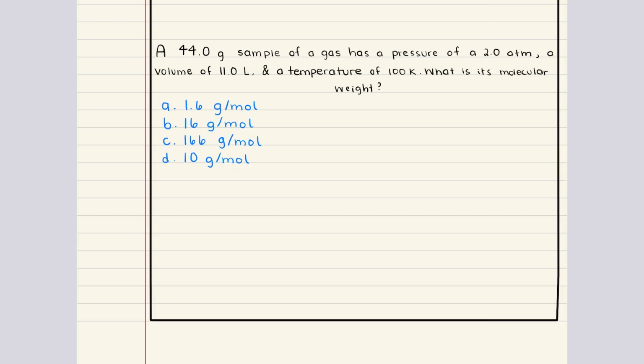This problem says a 44-gram sample of a gas has a pressure of 2 atmosphere, a volume of 11 liters, and a temperature of 100 Kelvin. What is its molecular weight? This should say molar mass. So we're going to be using our molar mass equation to solve this problem. That equation says that molar mass is equal to mass multiplied by the ideal gas constant multiplied by temperature, and that's divided by pressure multiplied by volume.